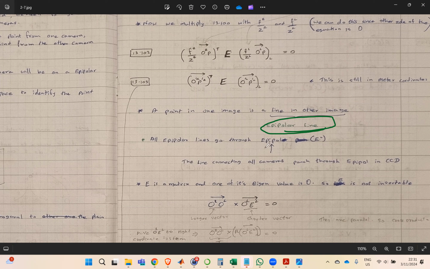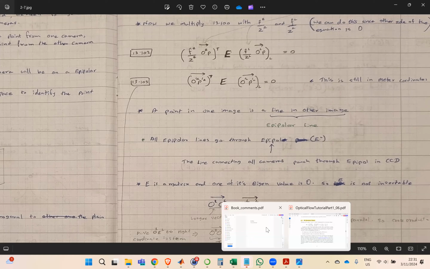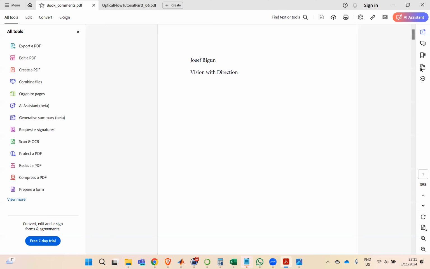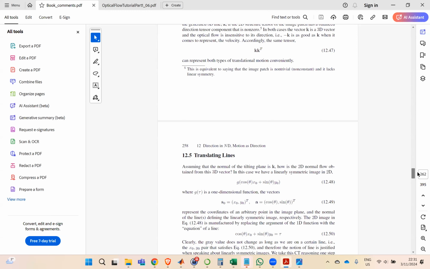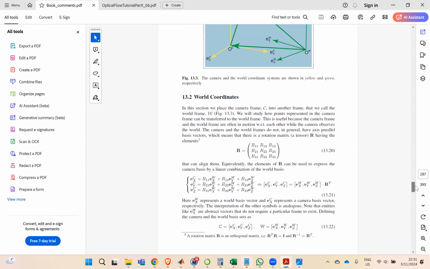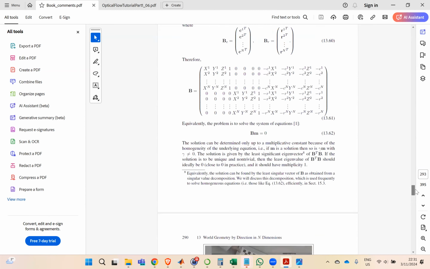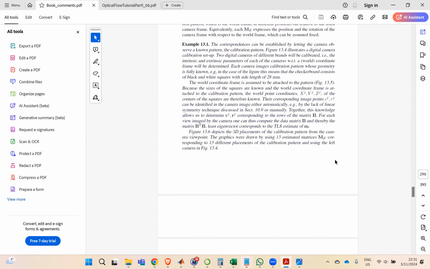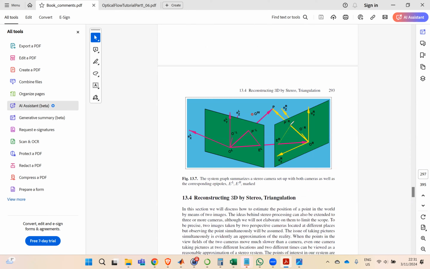All epipolar lines go to the epipole. I explained this previous time also, so let's try to open the book. So this is one point, and I will use a different color. This point goes to the epipole. For a single point, there's a line in the other domain.